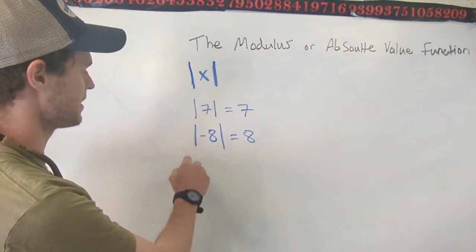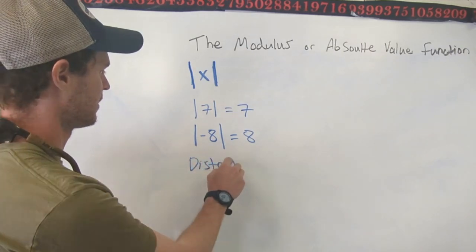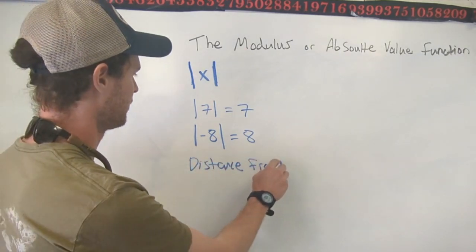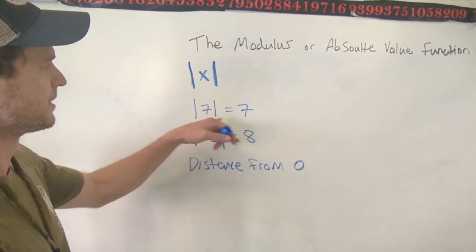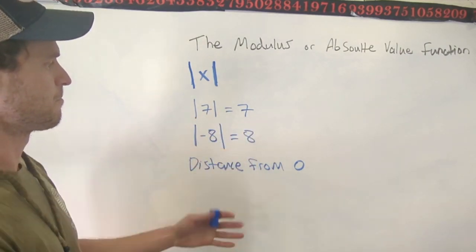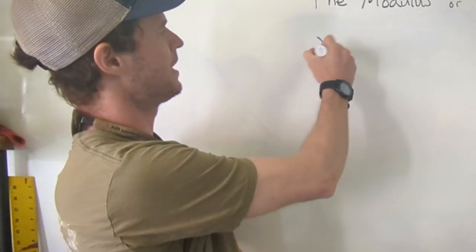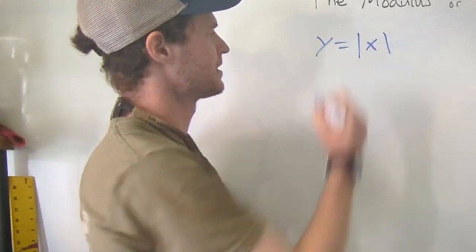You can think of it as the distance from 0. -8 is 8 away from 0. +7 is 7 away from 0. Pretty simple so far. Let's look at a graph. We're going to look at the graph of y equals absolute value of x.